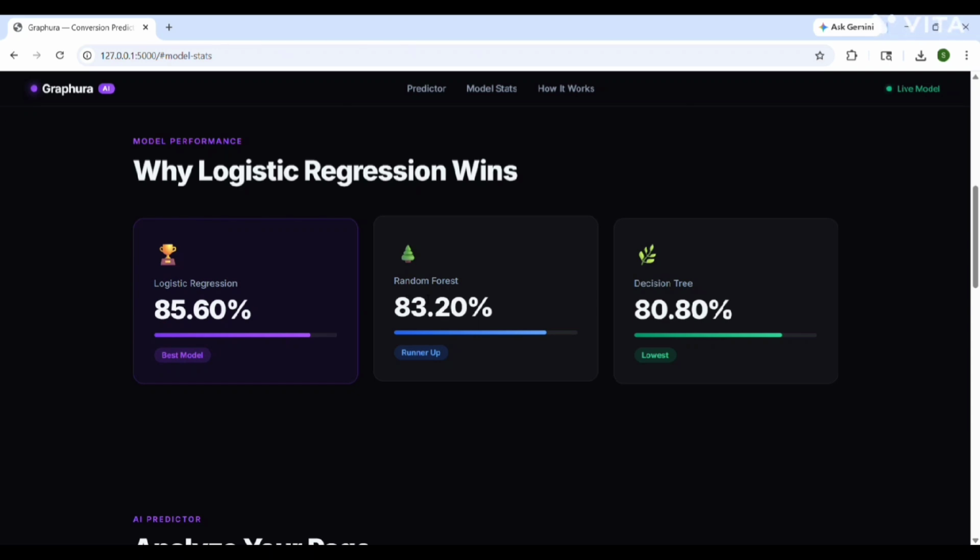There are other machine learning models, which are random forest and decision tree, but the decision tree has the lowest performance, which is 80.80, and the random forest has 83.20. So therefore we chose logistic regression.